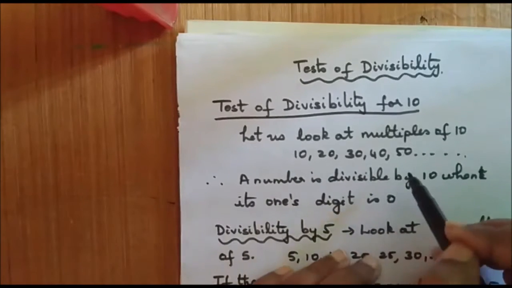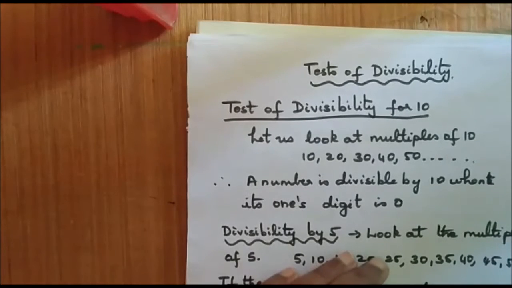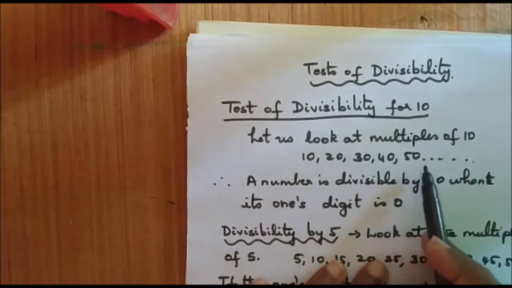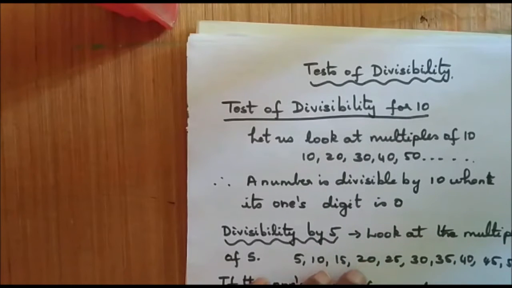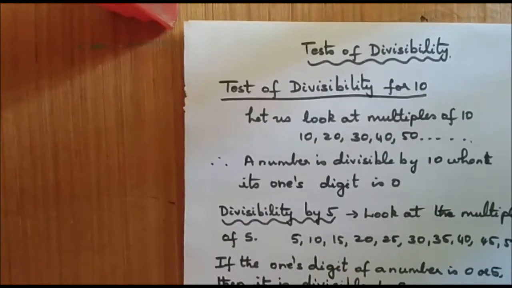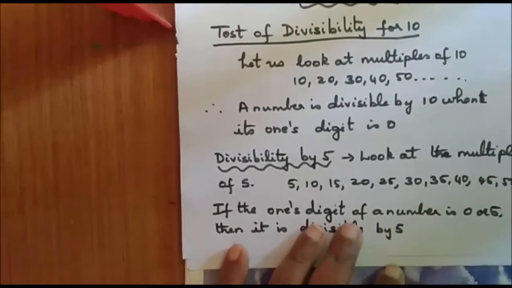Now if you see, do you see some similarity in all these things? The similarity is that the units digit is 0 in all the multiples. So a number is divisible by 10 when its ones digit is 0. This is a very important point. Please keep it in mind.